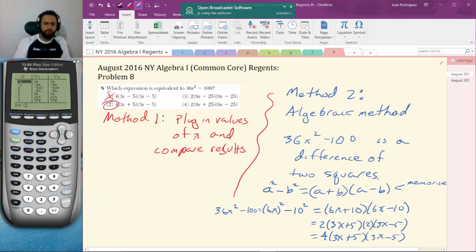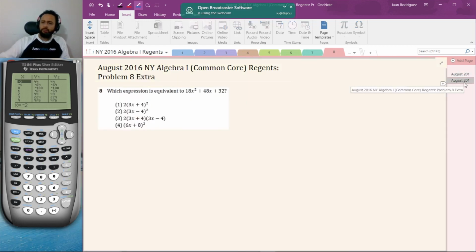It is choice 2. Okay, so let's go on to a second practice problem. Which expression is equivalent to 18x squared plus 48x plus 32? At this point, you should definitely pause the video. Try this problem on your own, and when you're finished, press play to see our solution.